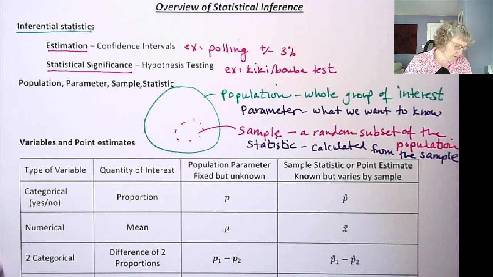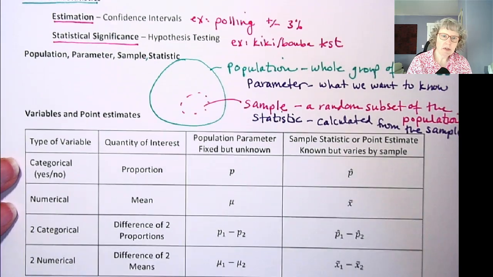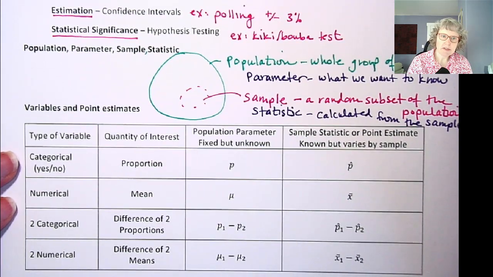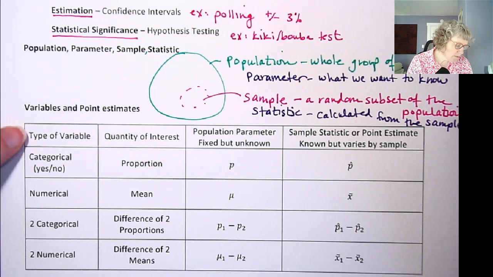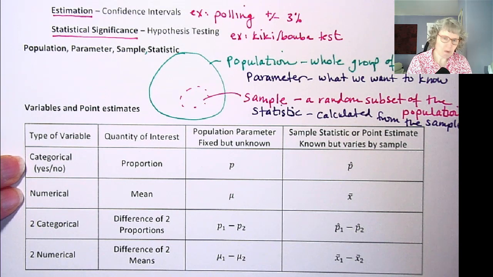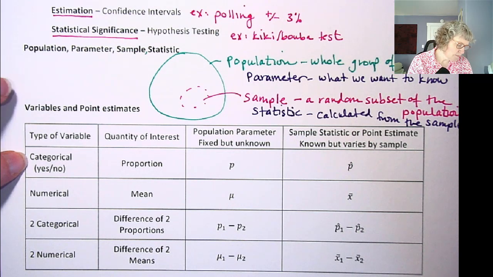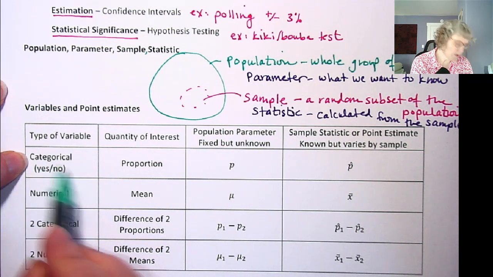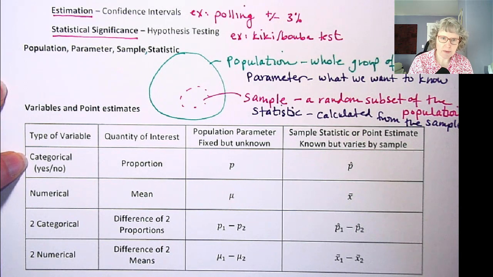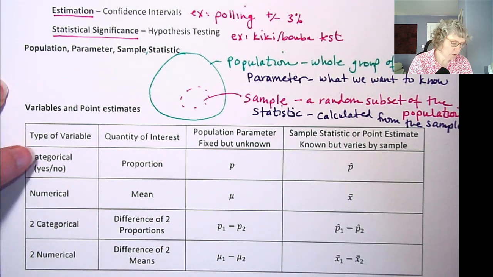So now on this chart down below, we've got a bunch of different things we're going to be studying throughout our weeks in inference. So the type of variable: we've got categorical and numerical, that you've seen before. And then we're also going to look at differences of two things. So let's do categorical first. And it has to be a yes or no, or it can be made into a yes or no. It has to be a binary variable for this to happen.